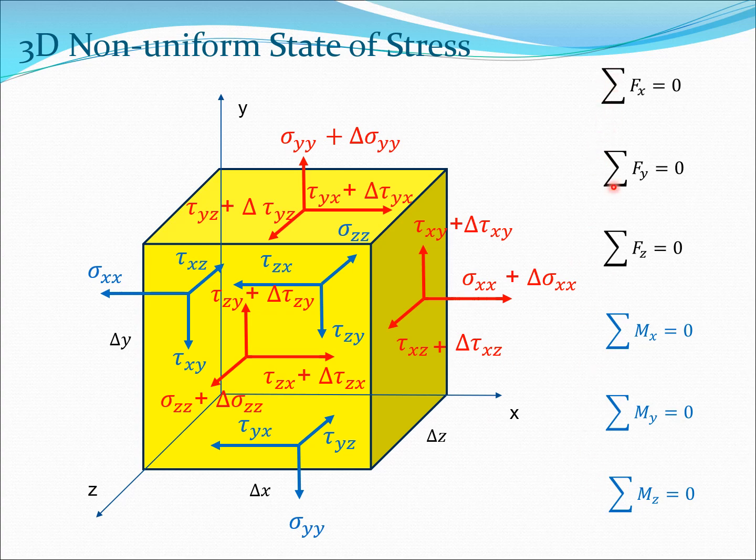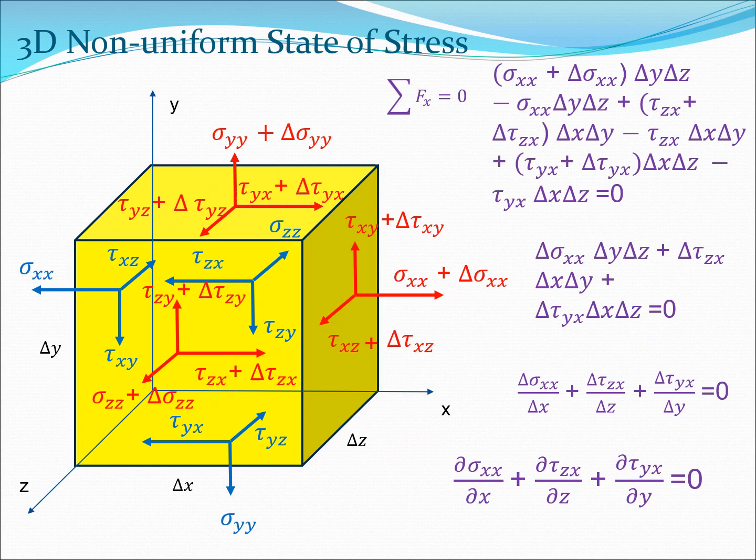I will have 3 equations which tell us that the forces in the x, y, and z direction should sum to 0, and I would have 3 equations saying that the moments in the x, y, and z direction should also sum to 0. So let's start with the case of the first equation, that is sigma Fx equal to 0. So what I will do is I will resolve all the forces in the x direction, and I will try to sum them and set it equal to 0.